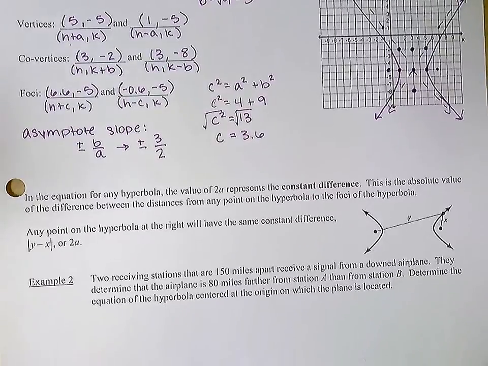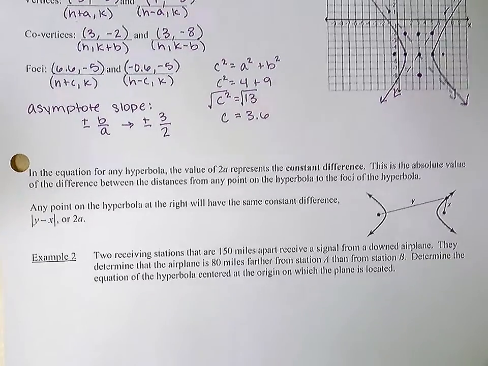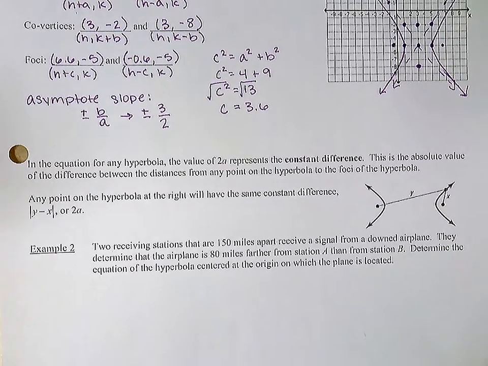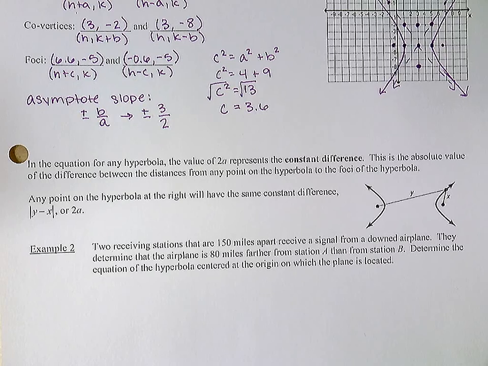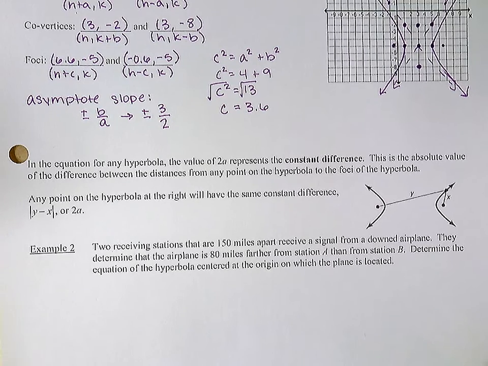So in the equation for any hyperbola, the value of 2a represents the constant difference. This is the absolute value of the difference between the distances from any point on the hyperbola to the foci of the hyperbola. So any point on the hyperbola will have the same constant difference, 2a. It's just talking about the distance between your points there.